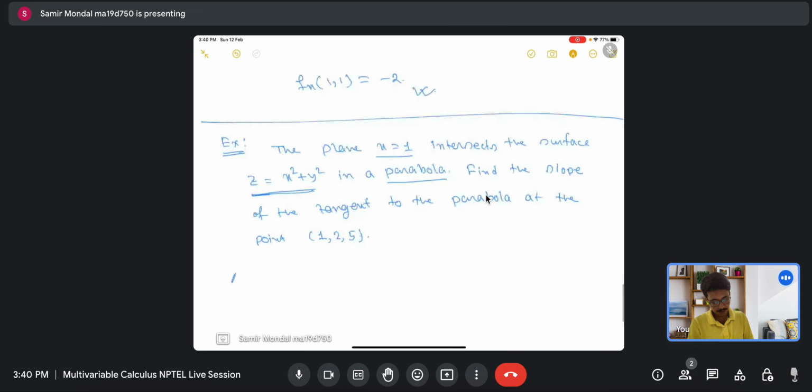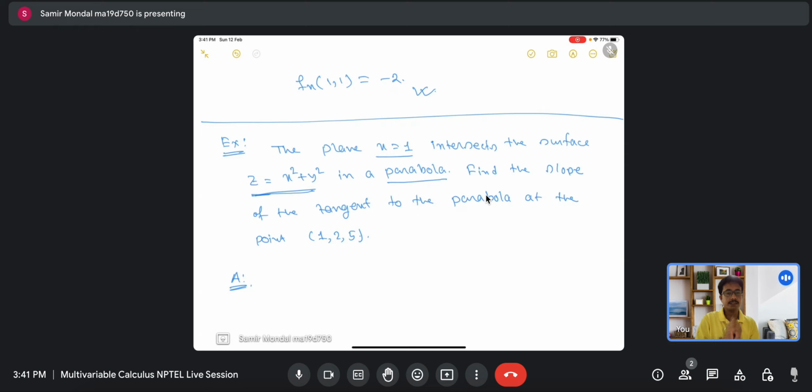So please tell me what they are asking. This parabola is the intersection of this surface, z equal to x square plus y square, which becomes z equal to 1 plus y square, and the plane x equal to 1. So we are getting one parabola. You have to find the slope of the tangent to the parabola at the point (1, 2, 5).